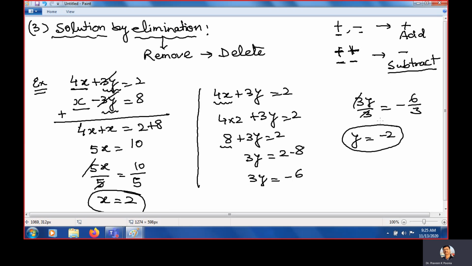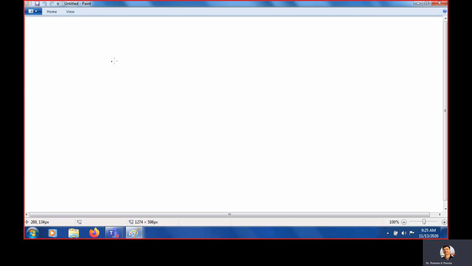Let us solve a little different type of problem. And the problem is here. Example: 2x minus y equals 3 and 3x plus 2y equals 8. So if you see, first we take where it is plus minus. Yes, here is plus minus.